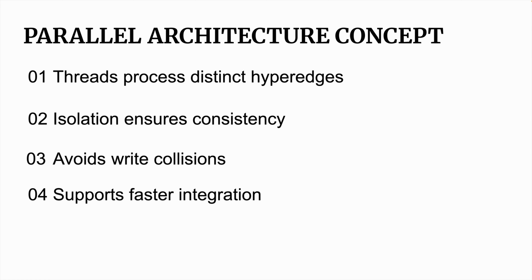Parallel processing in CRM systems enables distributing hyperedges across independent threads. Each thread writes data in isolation, ensuring consistent outcomes. This eliminates conflicts during simultaneous database access and reduces total integration time. Such architectures allow us to implement a scalable and efficient processing model.